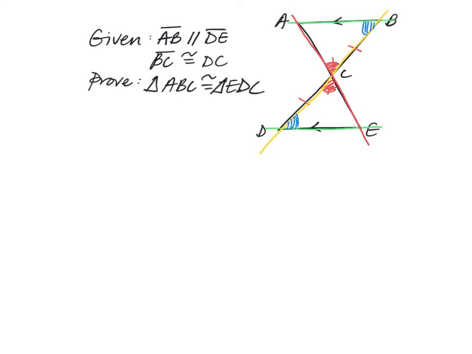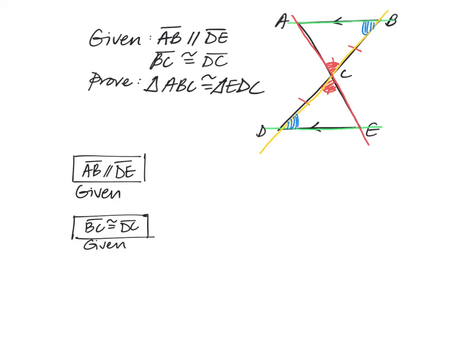Now I'm going to set up a flowchart proof. So here I have the start of my flowchart proof using only the pieces that I have in the given. AB is parallel to DE and BC is congruent to DC.